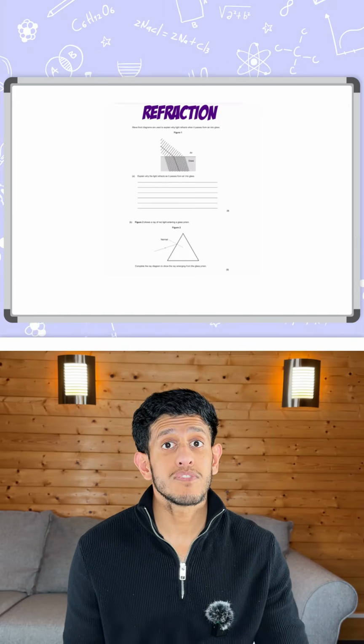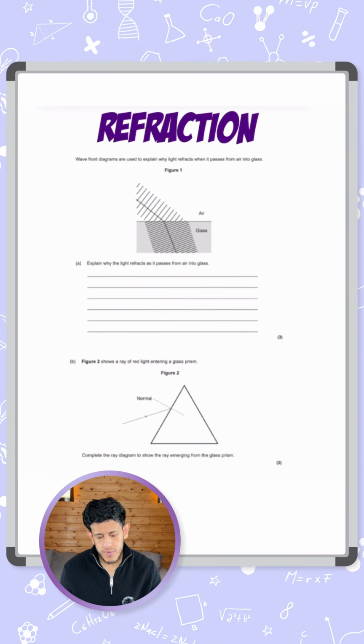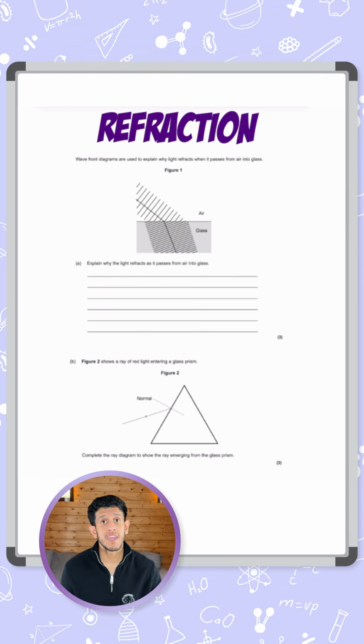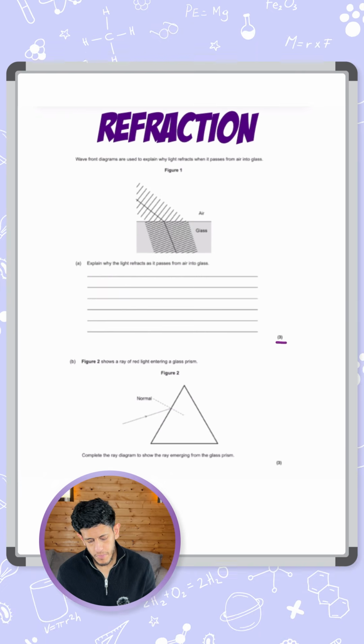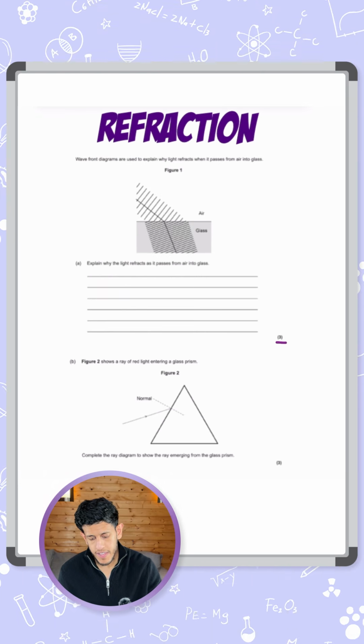Okay, so let's look at this question talking about refraction. It says wavefront diagrams are used to explain why light refracts when it passes from air into glass. And this is explain why the light refracts as it passes from air into glass. And this is for 3 marks. So the thing we need to look at is the wavefronts that they've given in the diagram here.